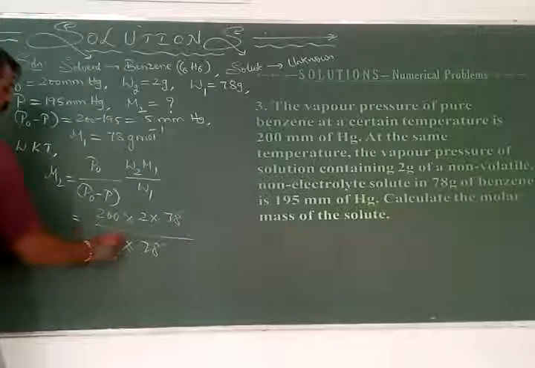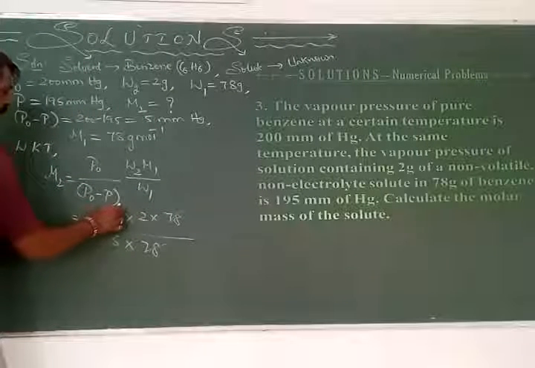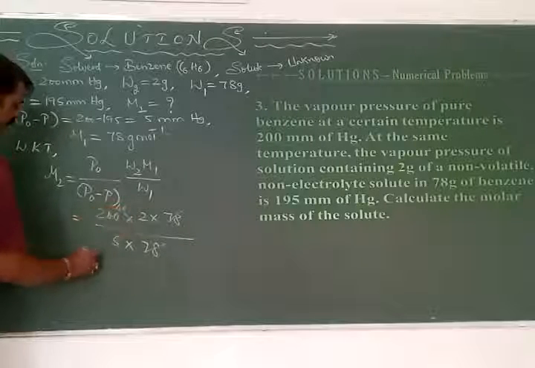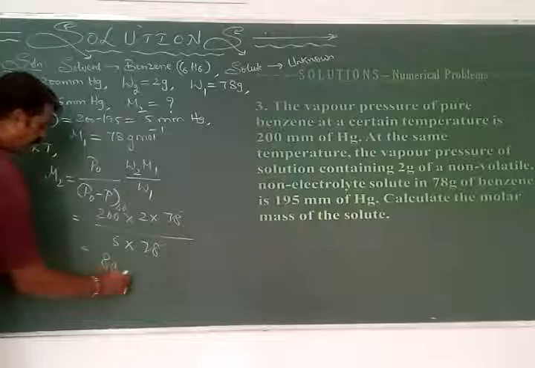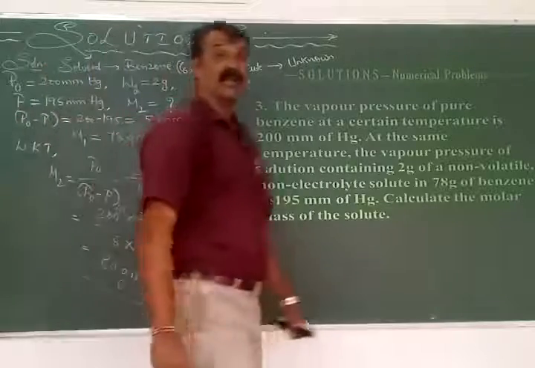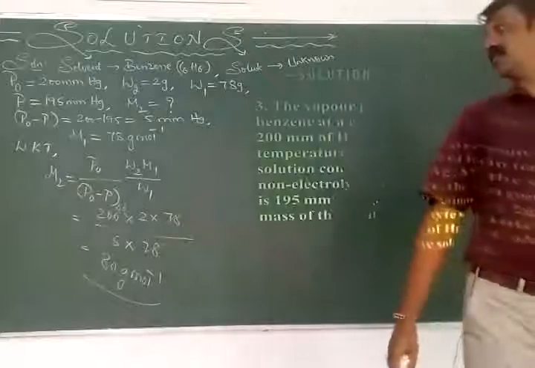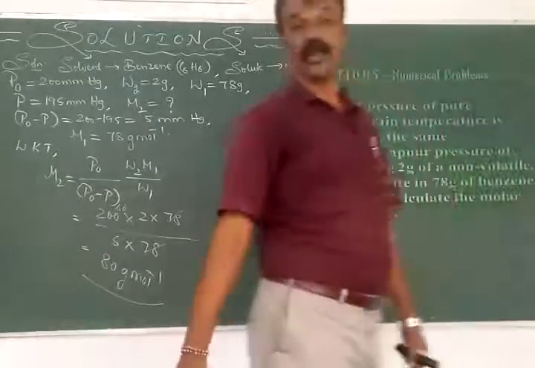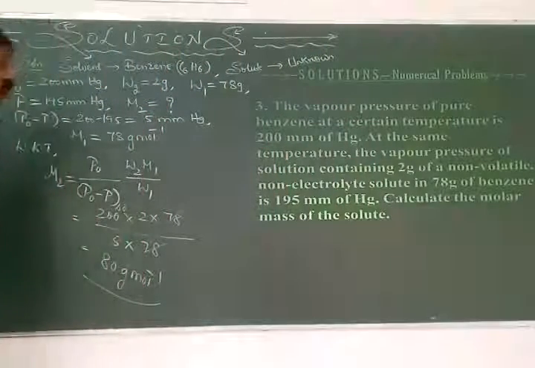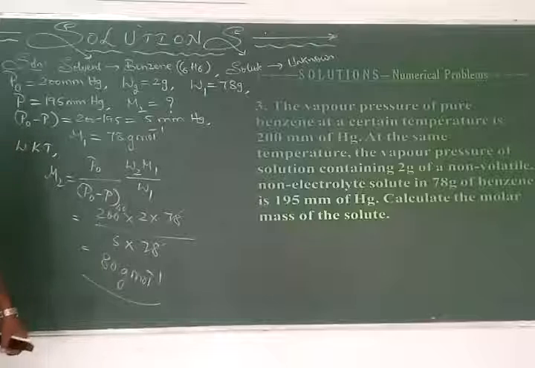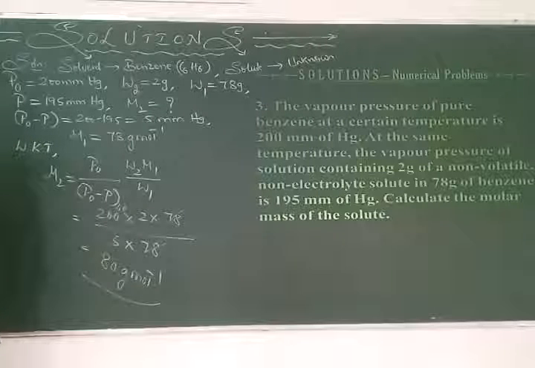That gives 80 grams per mole. What is 80 grams per mole? It is the molecular mass or the molar mass of the non-volatile non-electrolyte. I don't know the name of that particular solute; it is only given as a non-volatile non-electrolyte, so it is 80 grams per mole. So that is the third numerical with respect to the solutions.